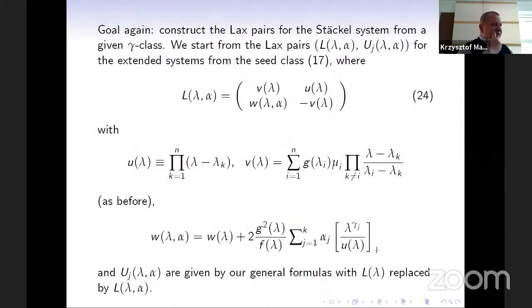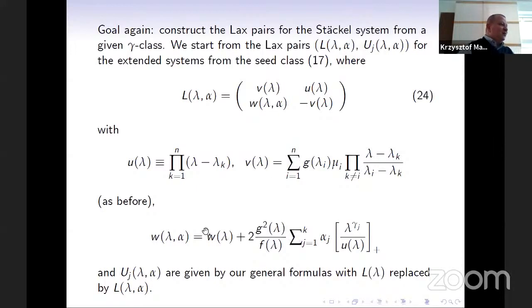And now, finally, we would like to get a Lax pair for this new tilde system after the Stäckel transform. There is a very easy way to do it. First, this is a Lax pair of our original system extended by parameters. Otherwise, we cannot do any Stäckel transform.